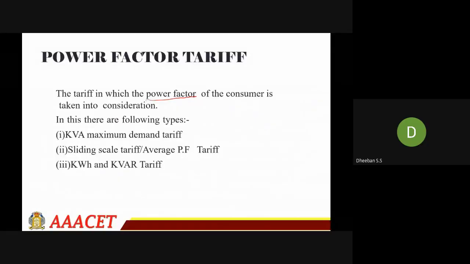Next is the power factor tariff. You know about power factor; I have already explained about the power factor. It is the tariff in which the power factor of the consumer is taken into consideration. Based upon the power factor there will be charging. If the power factor value goes below one, there will also be a penalty charge. The types are: KVA maximum demand tariff, sliding scale tariff, average power factor tariff, kilowatt hour tariff, and KVAR tariff.